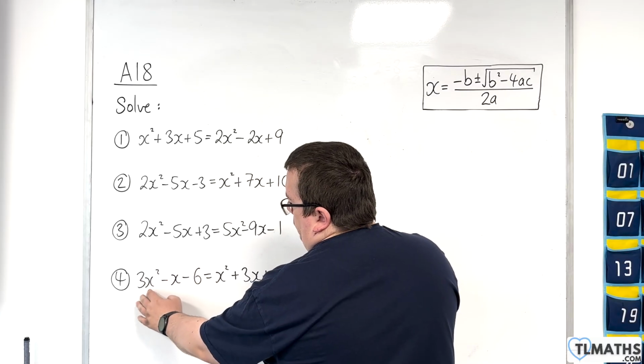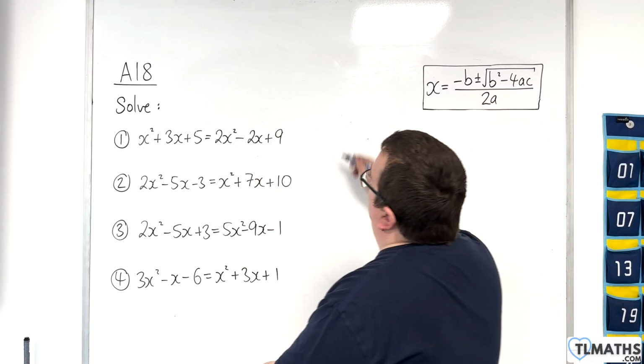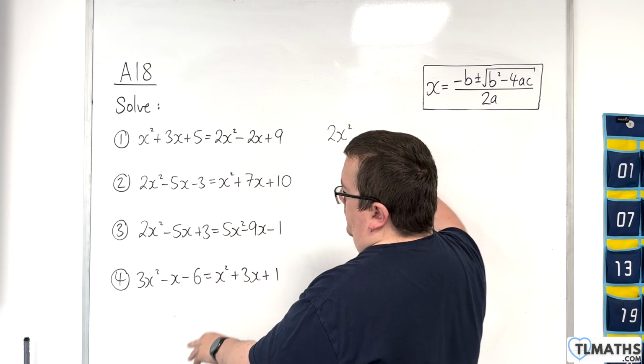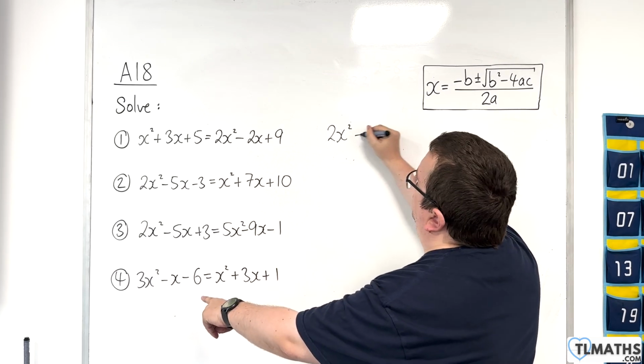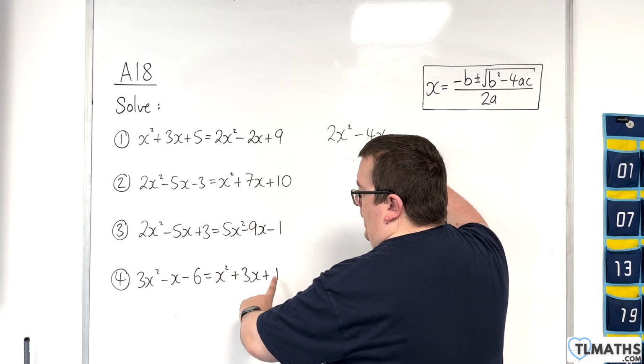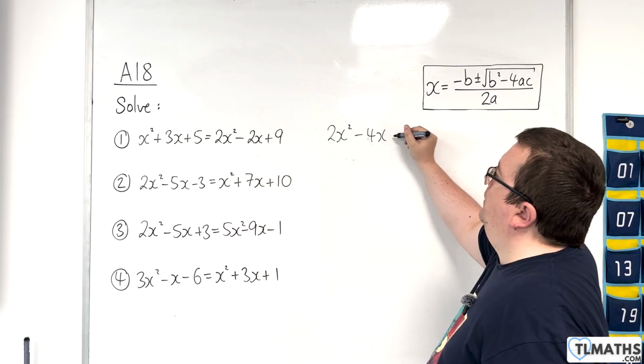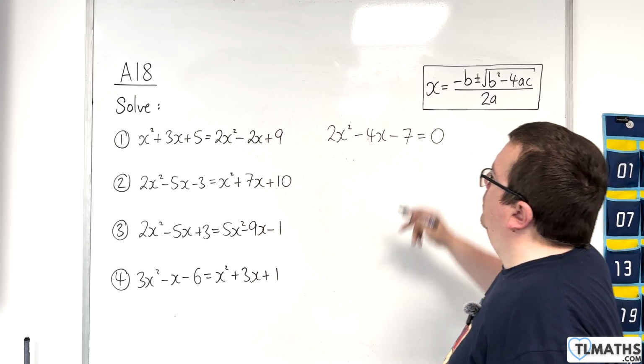So we've got the 3x squared over here. So let's subtract x squared from both sides. So 2x squared. Take 3x from both sides, so take away 4x. And then take 1 from both sides, so minus 7 equals 0.